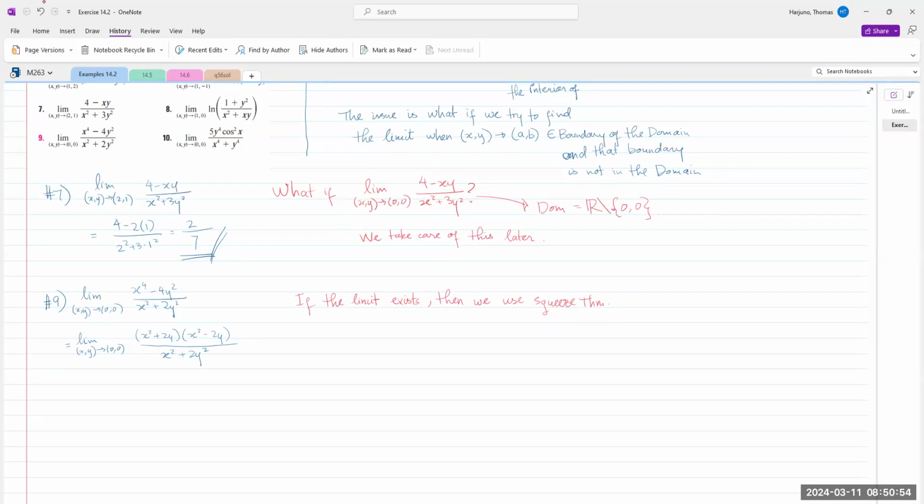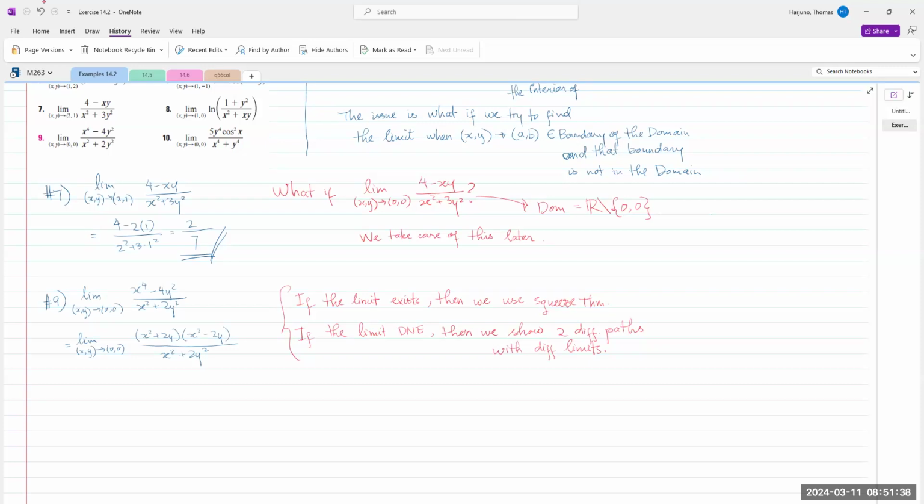But if the limit does not exist, then we show 2 different paths with different limits. Okay, that is if we know the limit exists, or if we know the limit does not exist.